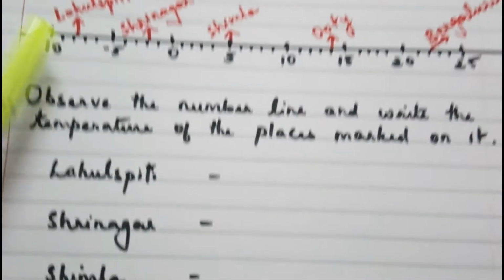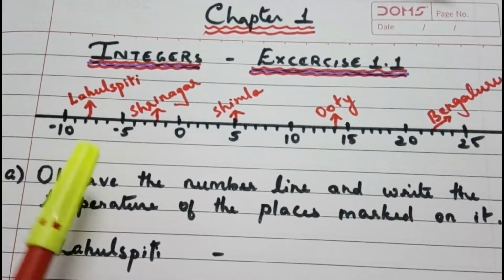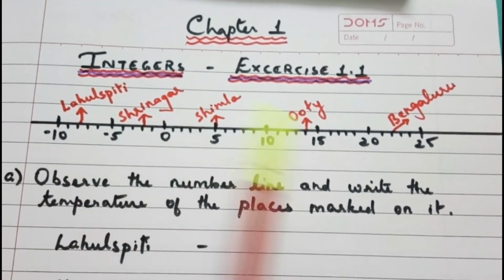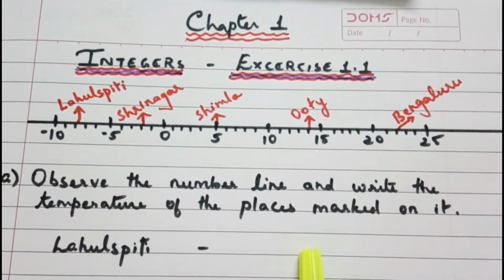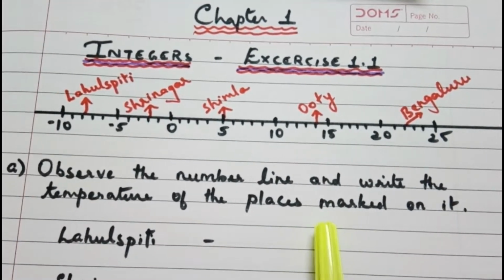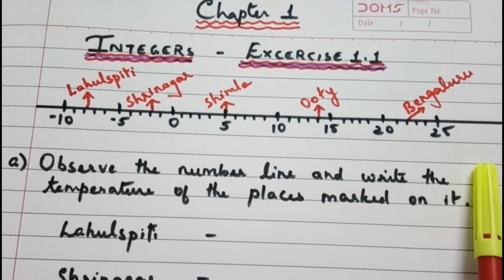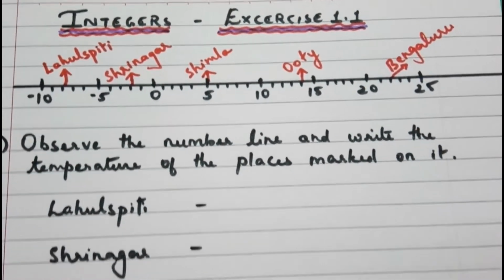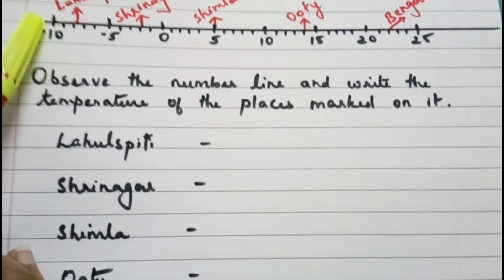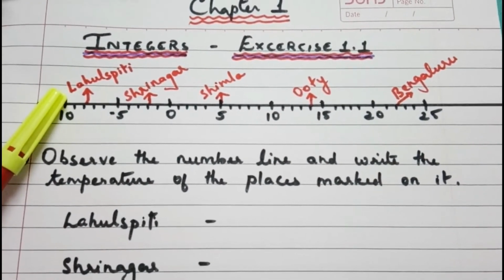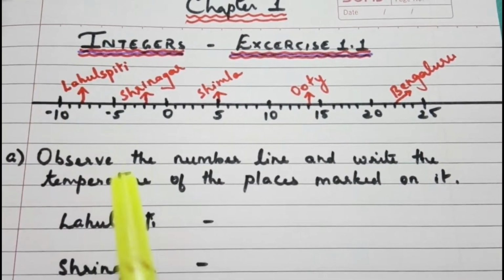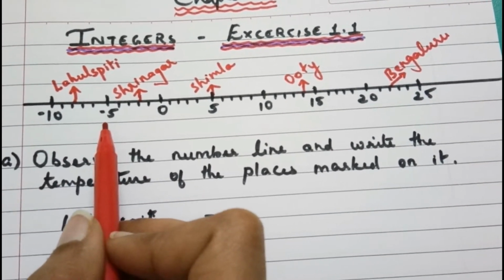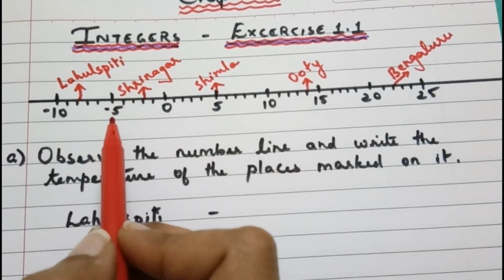So here we can see two things on the number line, that is the temperatures which are marked in degrees Celsius and the different places are mentioned here. So as per the first question, we need to find out the temperatures of these places. Okay, so let's start now. Let's start with Lahuspati. In Lahuspati, we can see a red arrow mark which is marked here, which calculates the temperature of, say, it's between -10 and -5. So let's see how we calculate that.